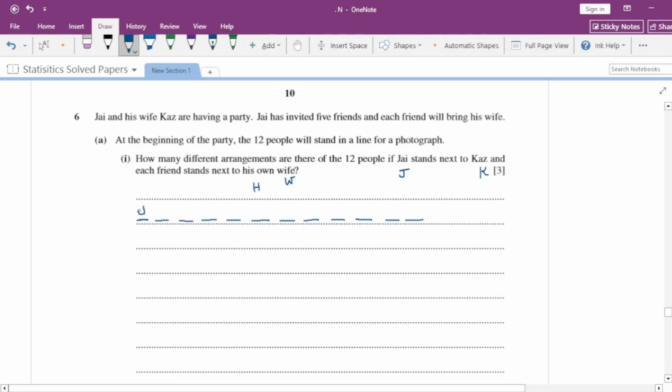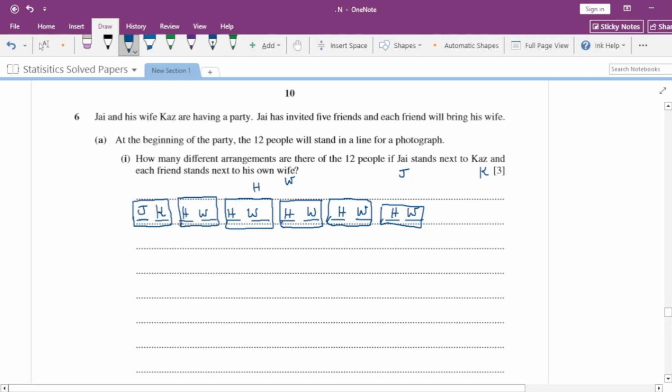So we want Jai next to Kaz. We want them always together. So we're going to put this box over them. And I'll tell you why in a minute. And then we want each of the wives next to their own husband. So husband and then wife, husband and then wife, husband and their wife, husband and their wife, and so on. Each of them together. We want them to be always together, so they're sort of like this in a box.